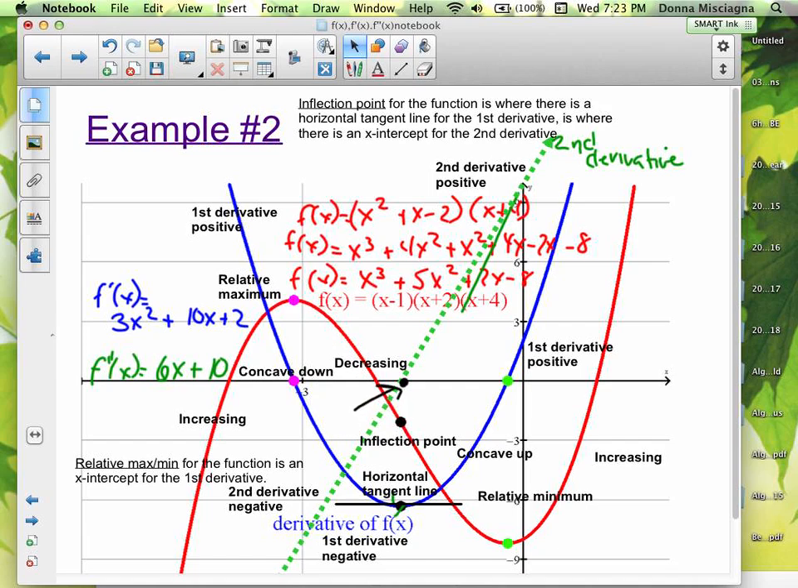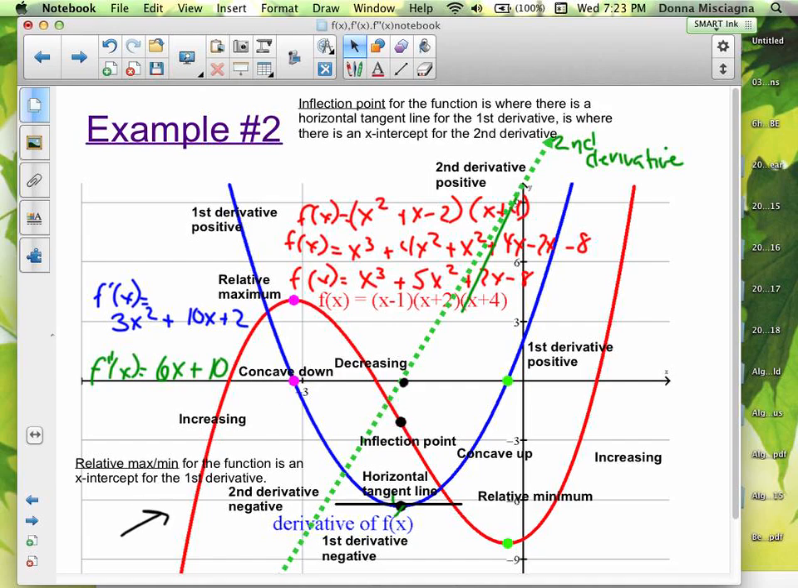That corresponds with an x-intercept for the second derivative. Notice where we're concave down, the second derivative is negative. At the inflection point, we become concave up. And where we're concave up, the second derivative is above the x-axis. It's positive. Right? Notice one last thing.